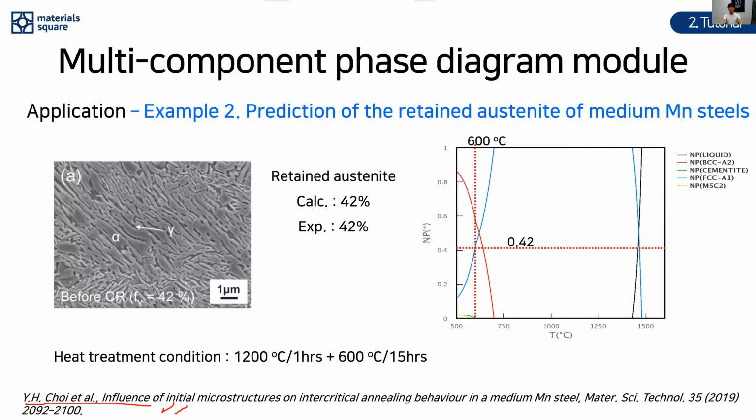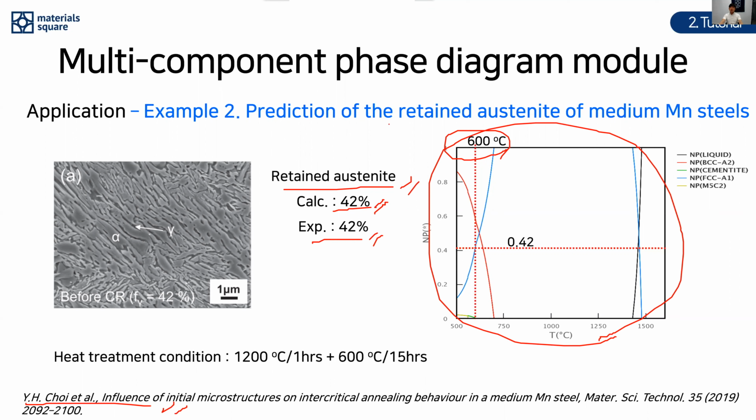One literature showed that a multi-component phase diagram could be used to predict the initial microstructure in medium manganese steel. In this literature, the calculated phase fraction of initial retained austenite at 600 degrees Celsius was 42%. The experimental value of the phase fraction of initial retained austenite was also 42%, the same as the calculated value. I confirmed that our calculation reproduces the phase fraction of initial retained austenite for medium manganese steel.